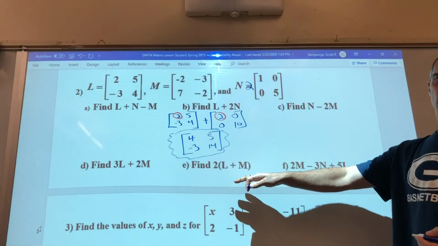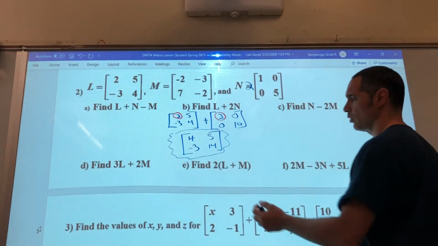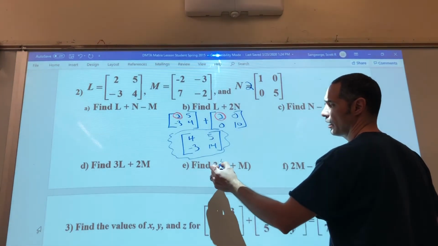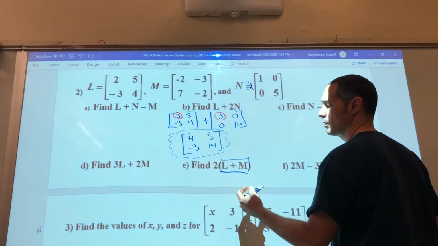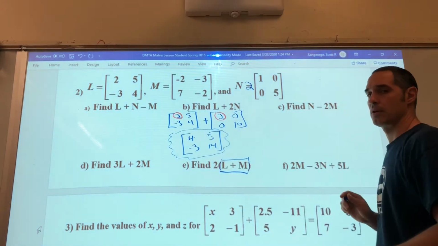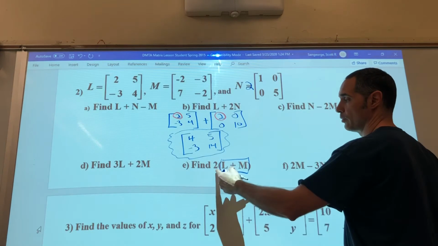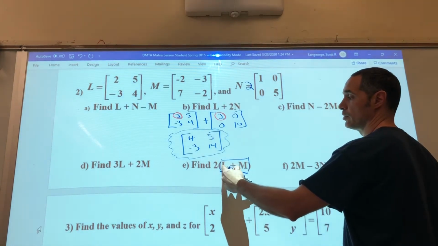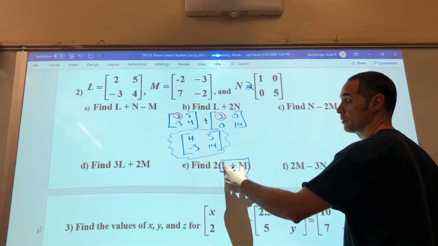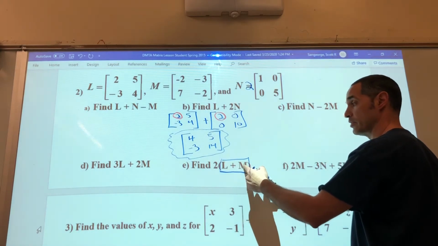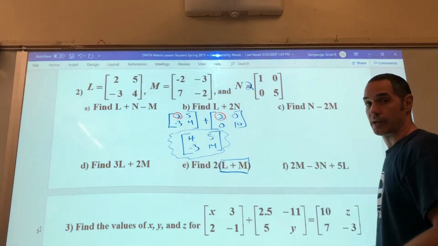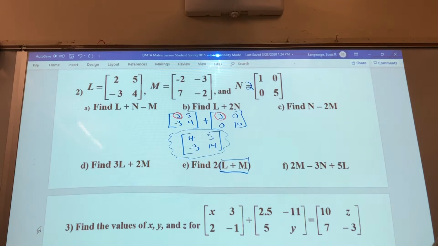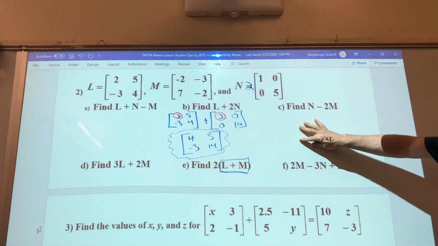Just remember that order of operations does matter here, so we would actually add these 2 matrices together before we use the scalar. It would actually work if you would distribute this through. So if you did 2 times matrix L, and then 2 times matrix M, and then added those together, that actually would work. All right, I'm going to let you work on those on your own.